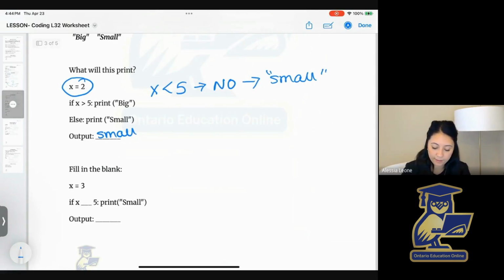Now we're going to fill in the blank. X is 3, if x is... Now this is wanting us to make a choice. It's going to print small. That's what it's telling us. The output is small. What does that need to show? What symbol should be there for x if x is 3? So if x is smaller than 5, print small. So we needed to fill in our blank there.